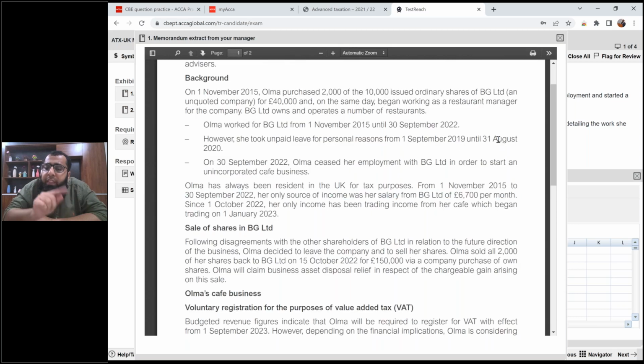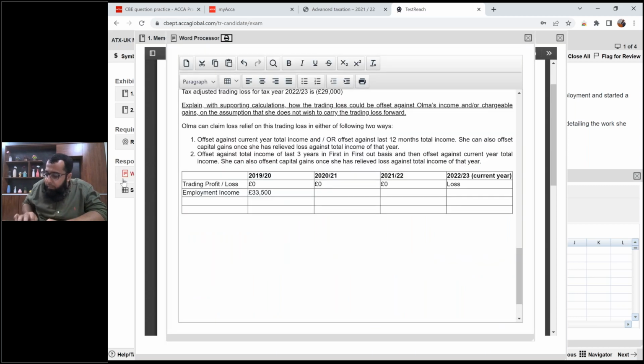Moving forward, in 2021, can anyone tell me? He was on leave till 31st August 20. So let's count from September: September, October, November, December, January, February, and March. How many months? 7 months. So 6,700 into 7 is 46,900 pounds.